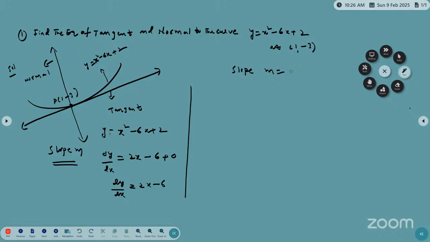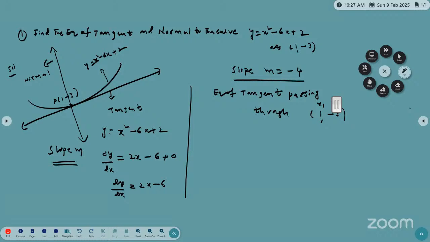What is the slope? M equal to... Now, the equation of a tangent passing through which point? Which point? Everybody, look here. Equation of a tangent line, but this line is passing through which point?